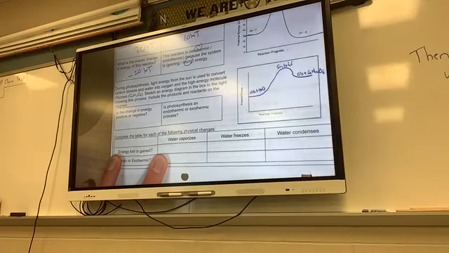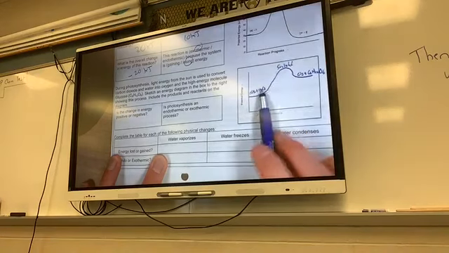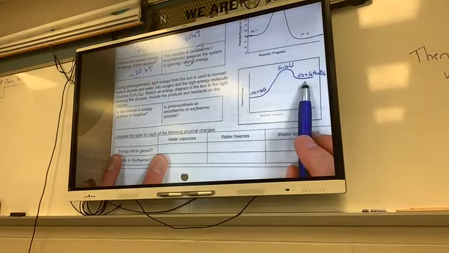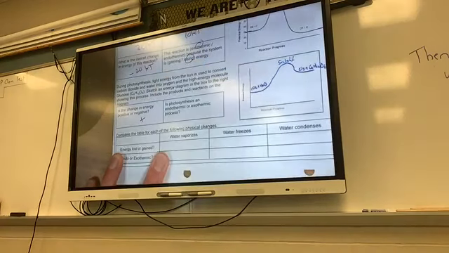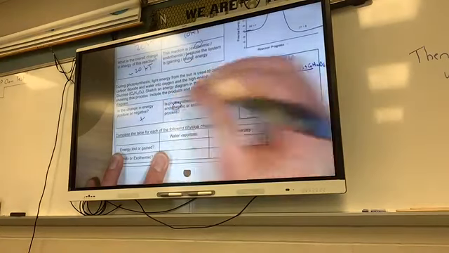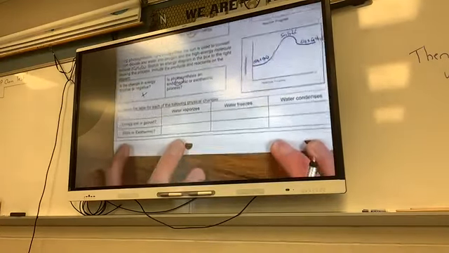That's the activation energy, right? The sunlight helps me get over that hump, right? Is this change in energy positive or negative? Positive. Is photosynthesis endothermic or exothermic? Endothermic.